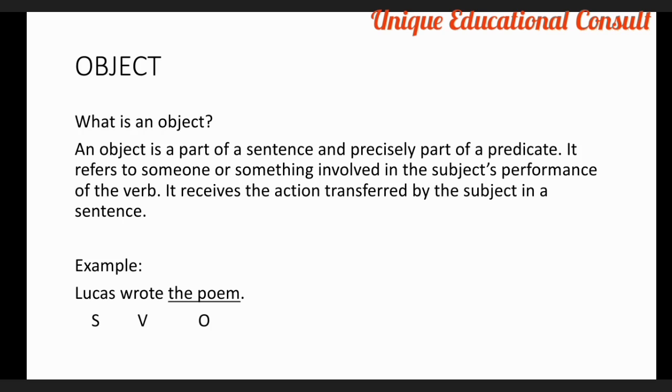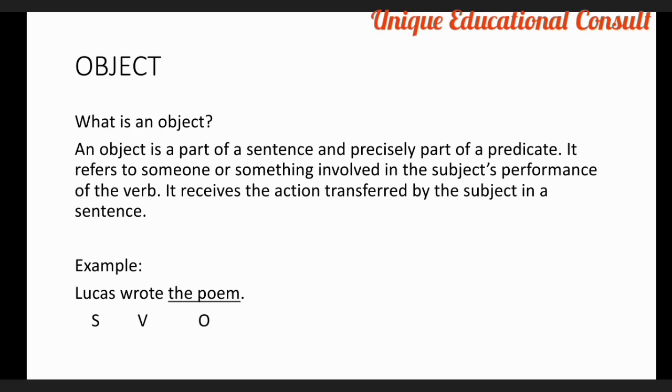Now let's look at the sentence below for analysis. Lucas wrote the poem. In this sentence, I underlined the poem. That is the object, the direct object in the sentence. And below the sentence, we have SVO. S there stands for subject, V stands for verb, and O stands for object, which is direct object. I hope this is clear.